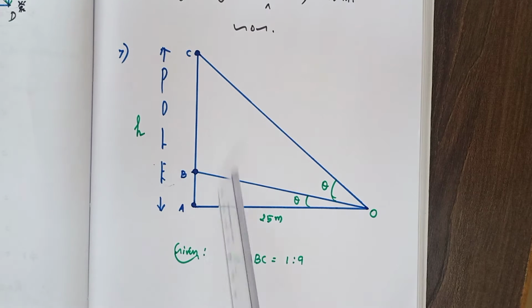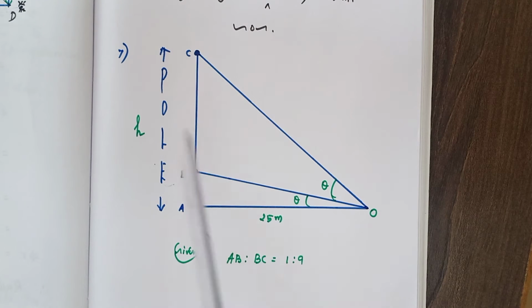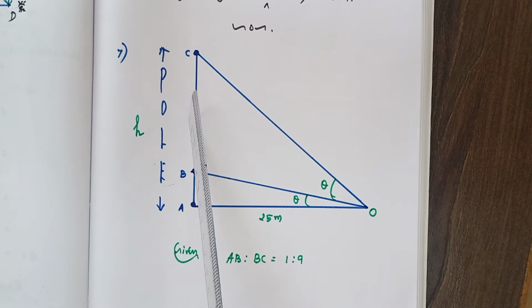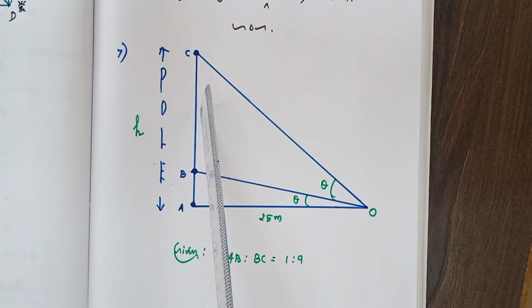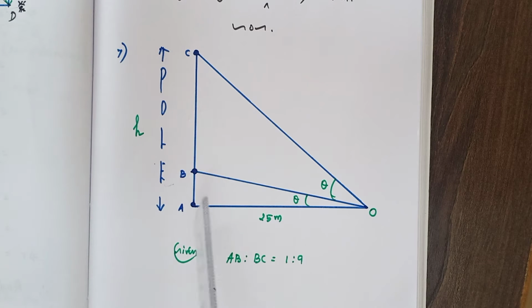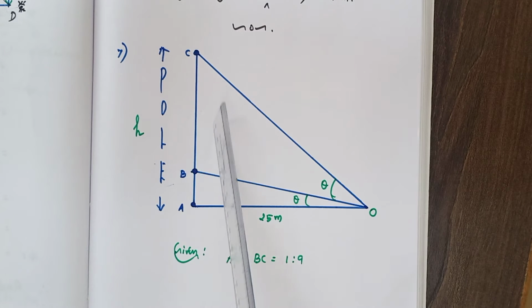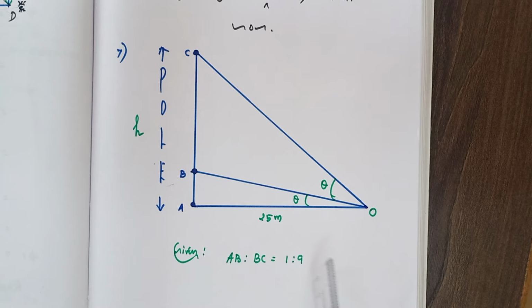So by data, I consider AC is a pole of height h units. The point B divides the pole into two parts. One is the shorter one, another one is the longer one, in the ratio 1:9. That is, AB is to BC in the ratio 1:9. There is a point O. That point subtends equal angles, not divides, subtends equal angles.